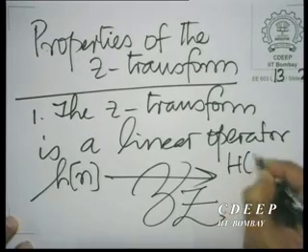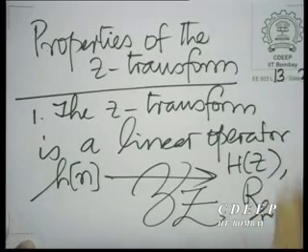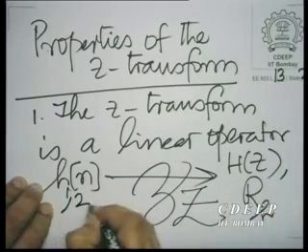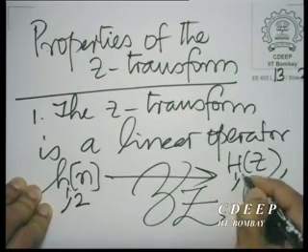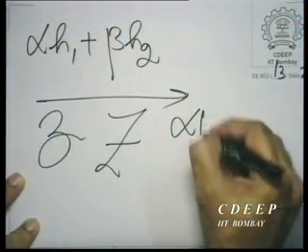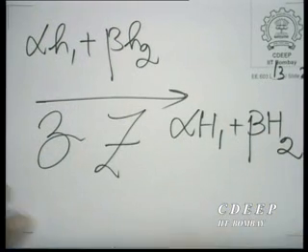If h[n] leads you to H(z) with an ROC R_H, you must always write it like this: an expression H(z) with an ROC, or region of convergence, script R_H. Script R_H is a region between 2 concentric circles. Is that right? Now we use the same shorthand notation: if h1[n] and h2[n] respectively have the Z transforms H1(z) and H2(z) with regions of convergence R_H1 and R_H2, then alpha times h1 plus beta times h2 would have the Z transform alpha H1 plus beta H2.